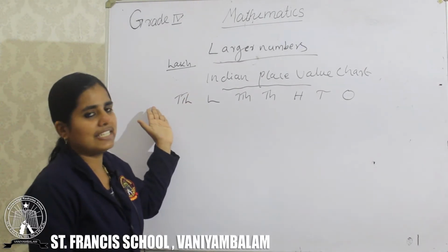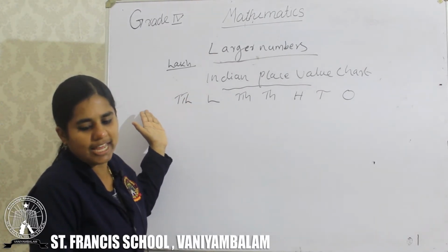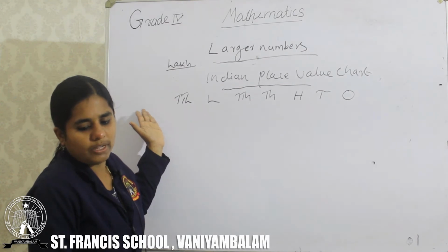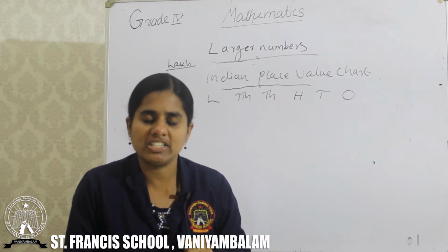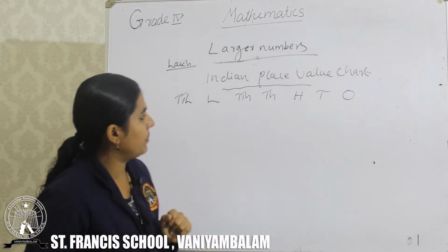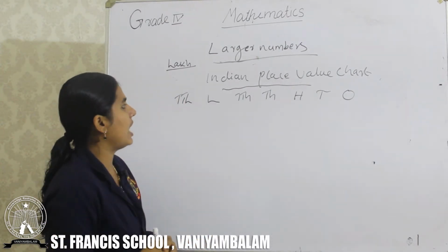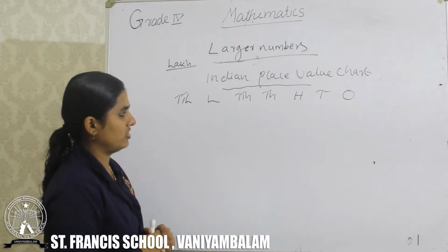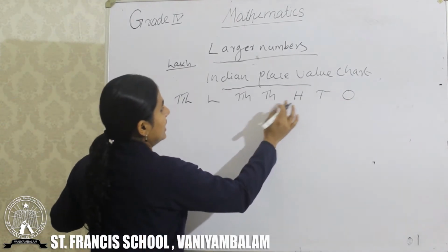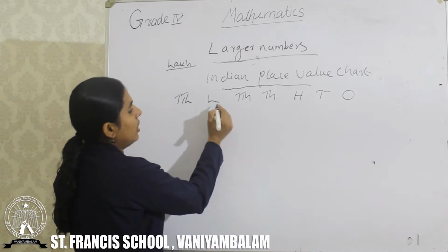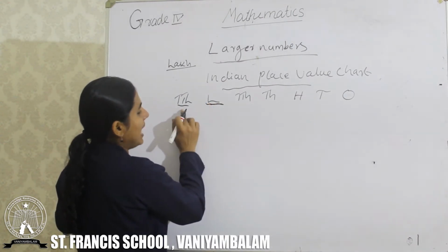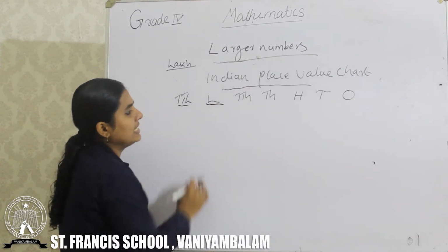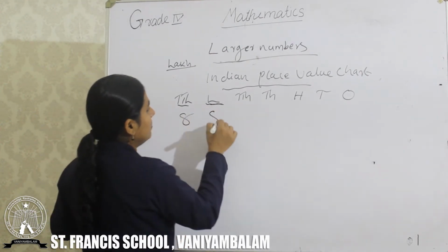Children, one more place is here, crore. But in this year we can study up to 10 lakh. We can see the place value chart of the Indian system of numeration: ones, tens, 100, 1000, 10,000. Now we have two new rooms. The names of the new rooms are lakh and 10 lakh. I will write some digits here.